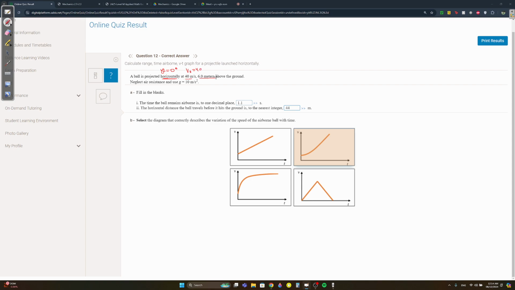6 meters above the ground. So y... Okay, I don't know if that's important. We will get to that. Okay. Neglect air resistance and use g equals 10. The time the ball remains airborne is, to one decimal place, how much?